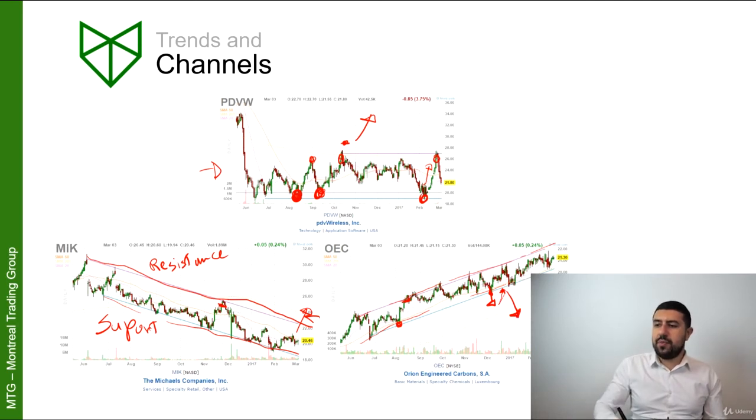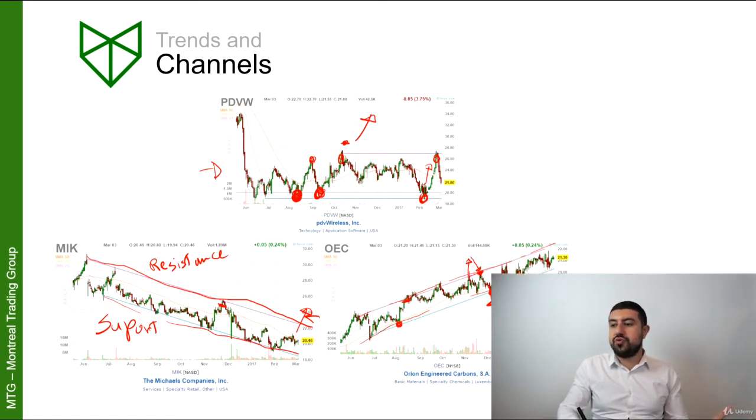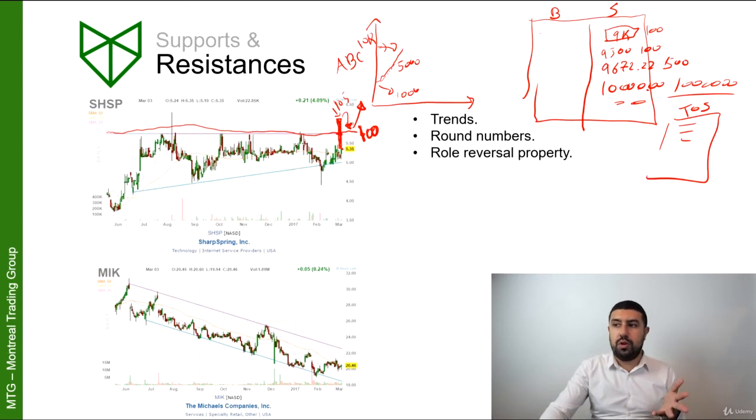Same thing for here. If it breaks the resistance, goes up, then a lot of people who were selling here and who wanted to buy here are going to be like, okay, now it's too high. If it comes back here, then they start seeing it attractive again because it's somewhere near the prices that it used to reach, and they'll buy back there. And again, it could be partially because it's a self-fulfilling prophecy, because everybody does that, we have this property of role reversals, but it's something that exists, so you have to be mindful of it.